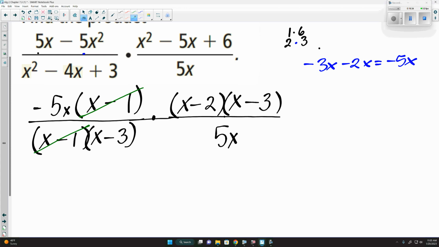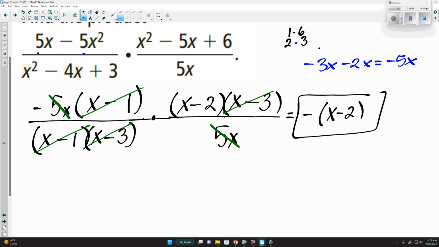Well, we have a few things left on top and bottom that are the same, yes? The x minus 3 and x minus 3, what else? The 5x and 5x. So what are we left with? Negative x minus 2. That's it.